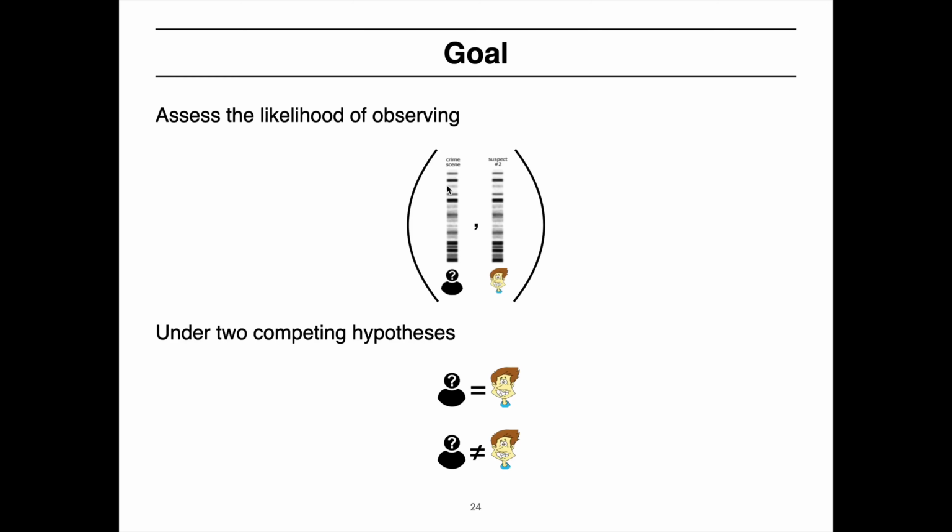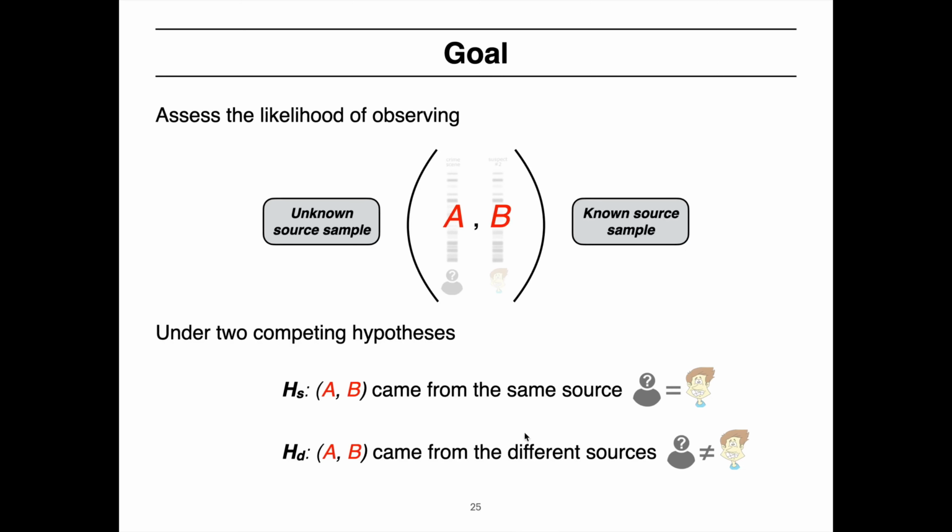So here our evidence is defined by the crime scene sample and the suspect sample, under two competing hypotheses. The first is that the person who generated the crime scene data is our suspect, and the second is that the crime scene data was generated by someone else in a relevant population than our suspect. All right, so to formalize this, we're going to refer to the unknown source sample as A, and the known source sample, or the suspect sample, as B.